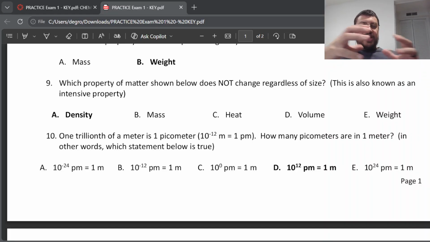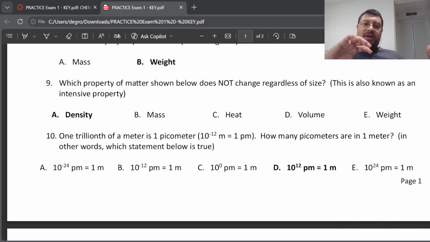Okay, so density, in summary, doesn't change no matter how big or small something is, whereas mass, volume, weight, if you get bigger, you have more mass, you have more weight, you have more volume. Those numbers will change. And then heat's not part of the discussion here, so you can ignore that option. Okay, 1 trillionth of a meter is 1 picometer. 10 to the minus 12 meters is 1 picometer.